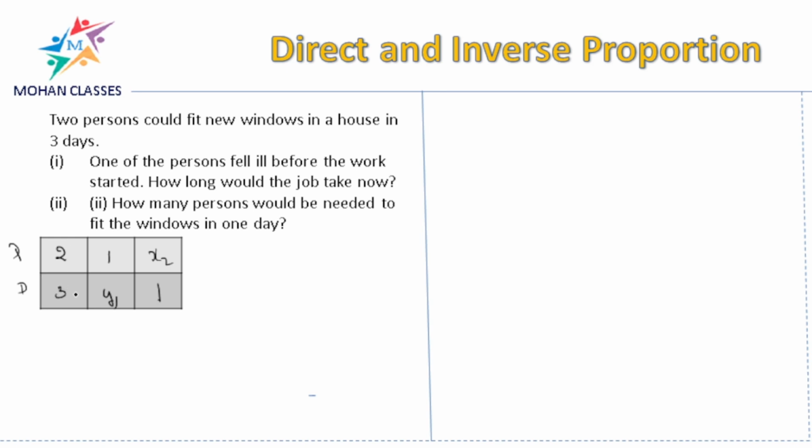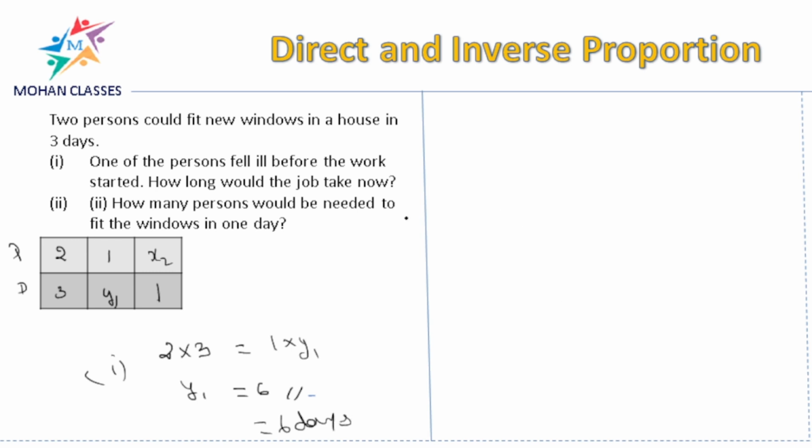2 people means the work will be completed in 3 days. It is given. This is the original ratio. From that ratio we are going to derive this and this. So what is the equation? 2 into 3 is equal to 1 into y1. Therefore y1 is equal to 6. So the answer to our first question is 6. One of the persons fell ill before the work started. It means if 1 person is working, it will take 6 days. So 6 days is the answer.